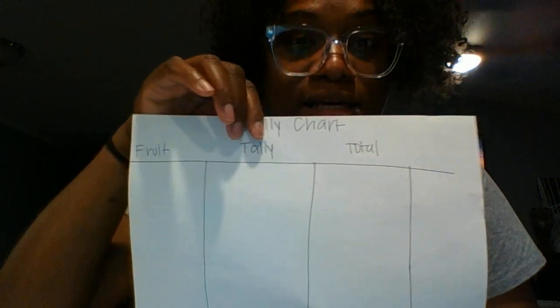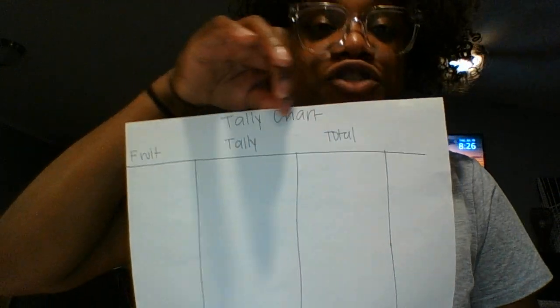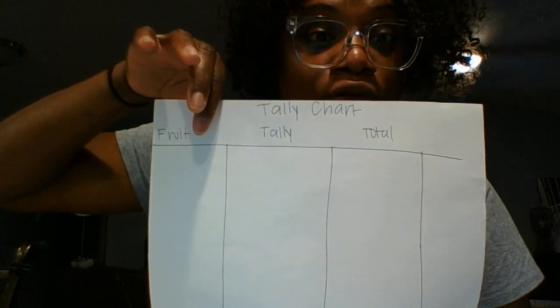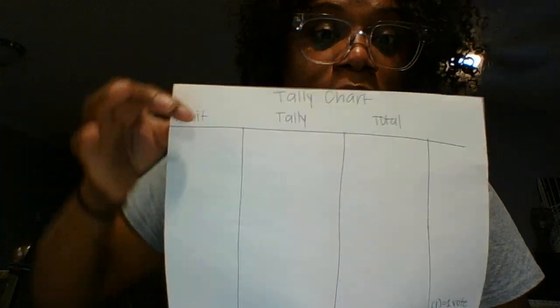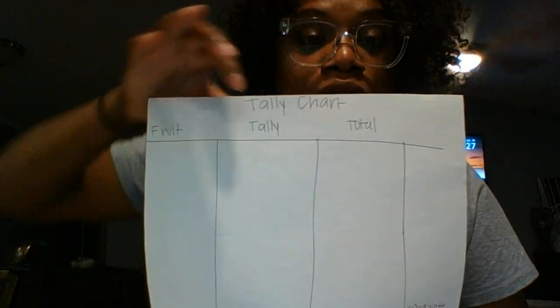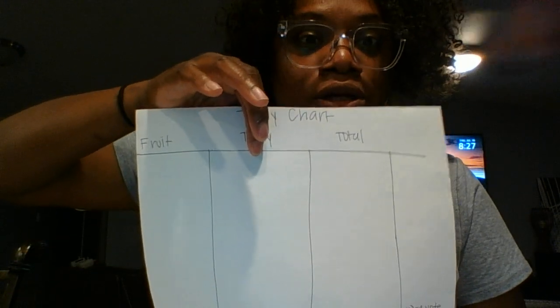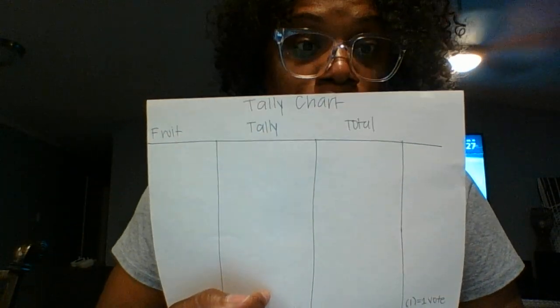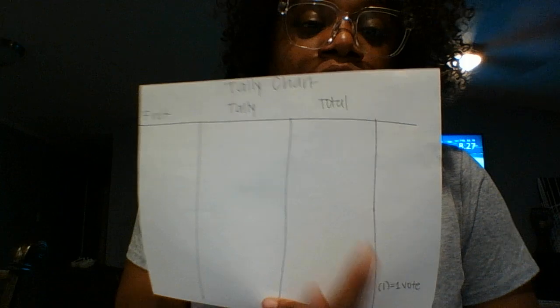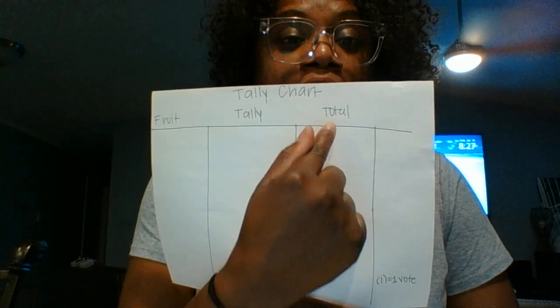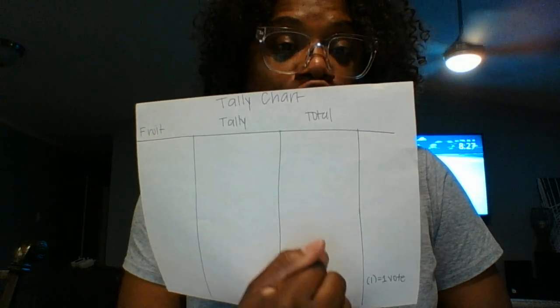The next step is to organize the data in a tally chart. So your tally chart would look something like this. You have the name of the chart. You have 1, 2, 3 sections. The first section will be the name of the fruit. The second section will be the tally marks, where one tally mark equals 1 vote. And then you'll have your total number in this end column right here.